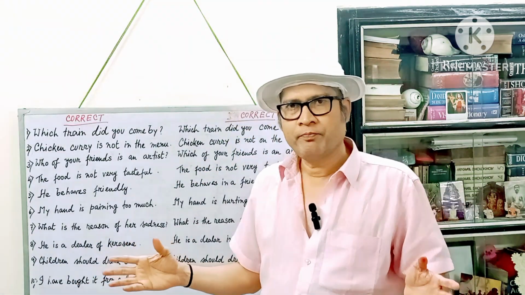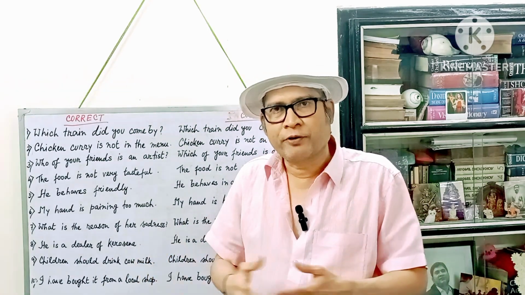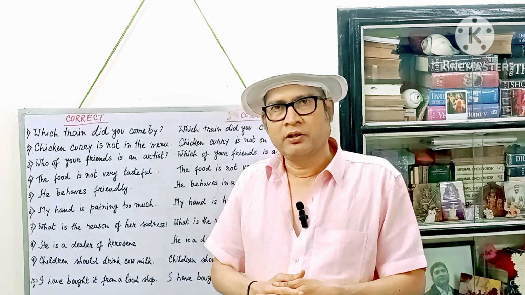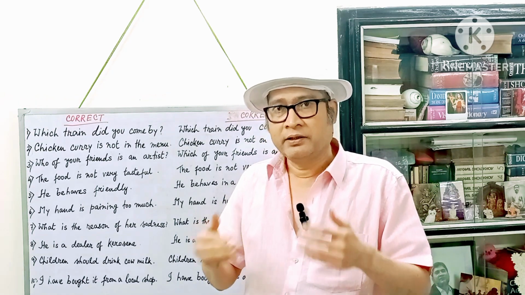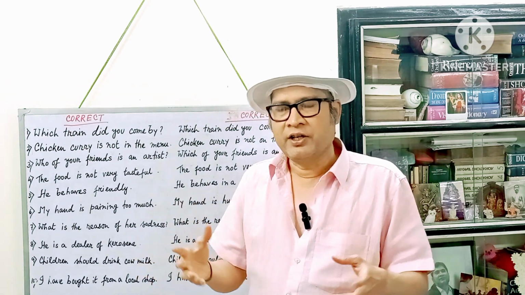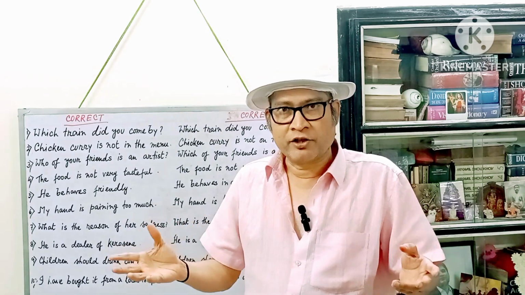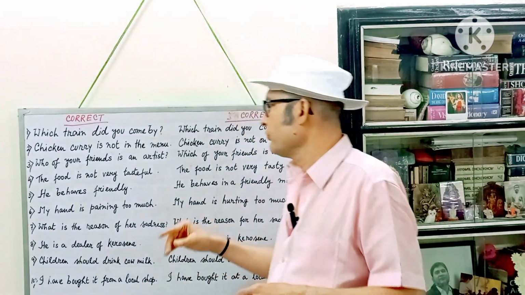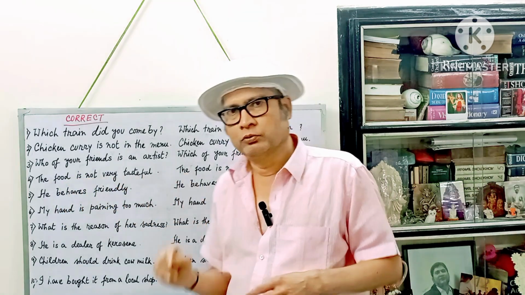You have many friends? So someone is asking you, who of your friends is an artist? Who of your friends, whoever somebody says, you understand, that's an error. It should be, which of your friends is a footballer? Which of your friends is a film artist? This way you speak. Number 4, the food is not very tasteful.